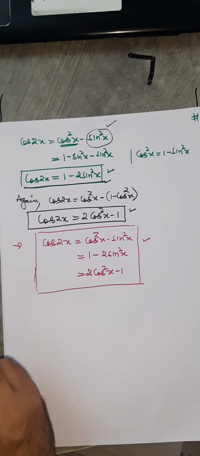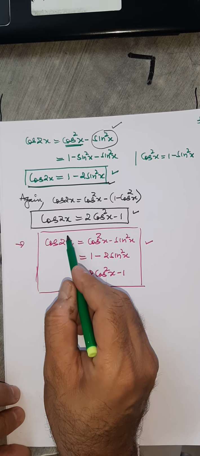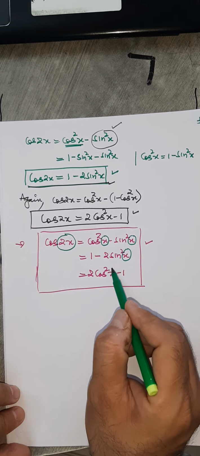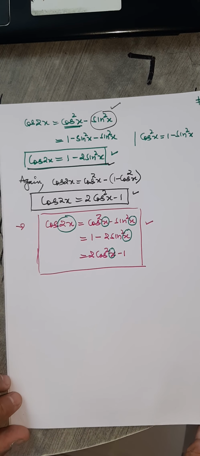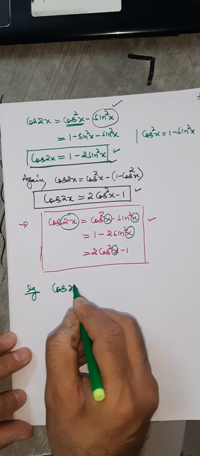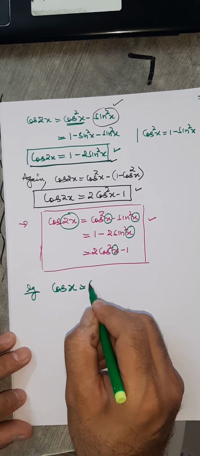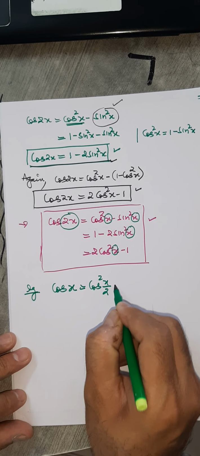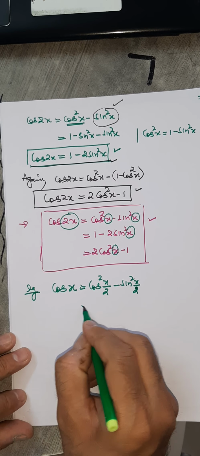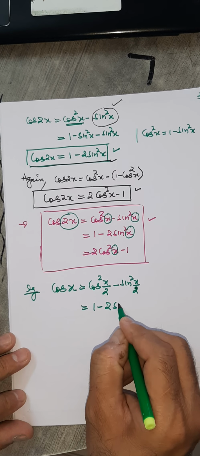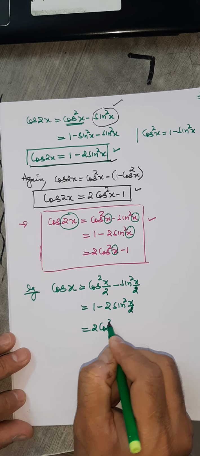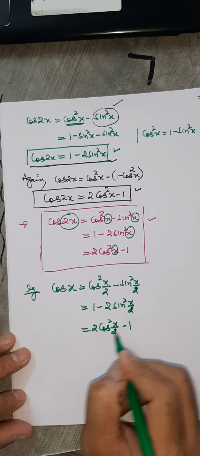What is the important observation here? The angle will be half on the right hand side. You see what's the half of 2x? It is x. That's an important observation, remember. For example, if I have cosine x, I can write cos square x by 2 minus sin square x by 2. You see, half of the angle. Half of x is x by 2. We can write 1 minus 2 sin square x by 2. You can write 2 cos square x by 2 minus 1.